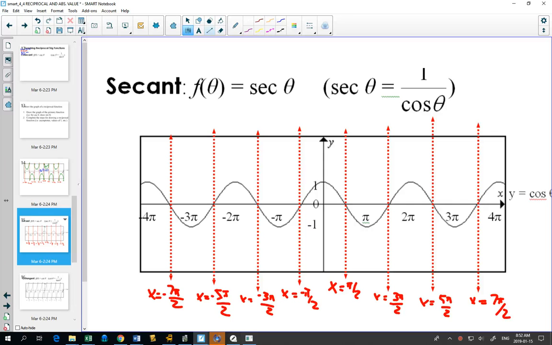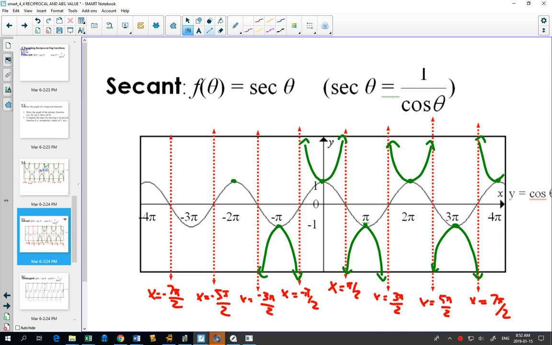And the shape, again, here are our nice points. And the shape is very similar to the cosecant graph. Just shifted over, which makes sense because a cos graph is a translation of your sine graph anyways.